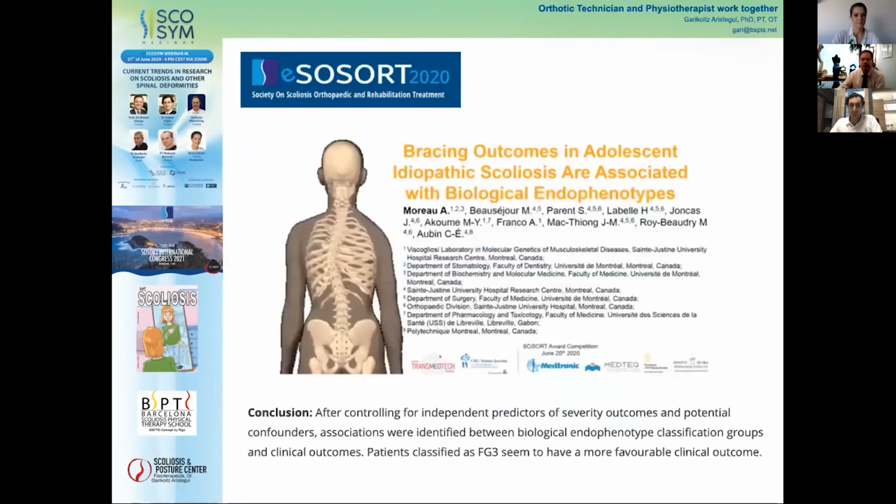For example, last week in the ScoSym meeting, Dr. Murwa presented this interesting research and work that received the award at the ScoSym Congress. Bracing outcomes in adolescent idiopathic scoliosis are associated with biological endophenotypes. Their conclusion, after controlling for independent predictors of severity outcomes and potential confounders, was that associations were identified between biological endophenotype classification group and clinical outcomes. There are some specific groups that received or had better results.